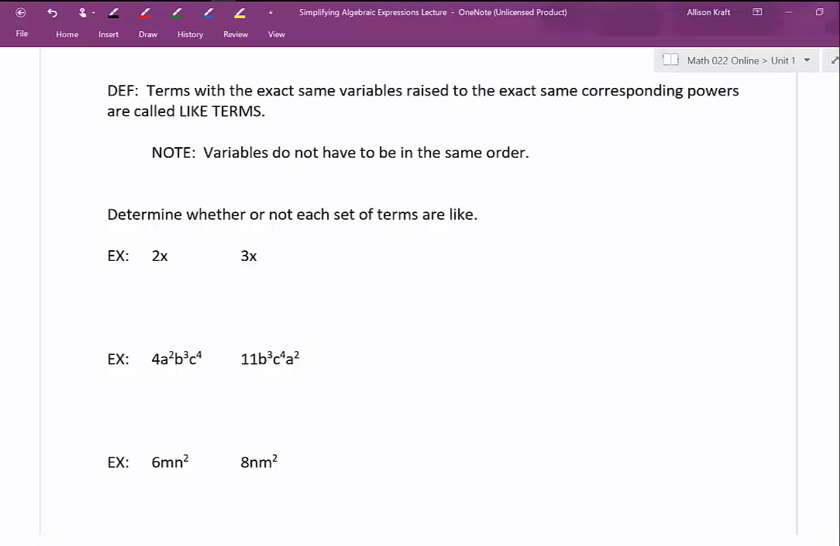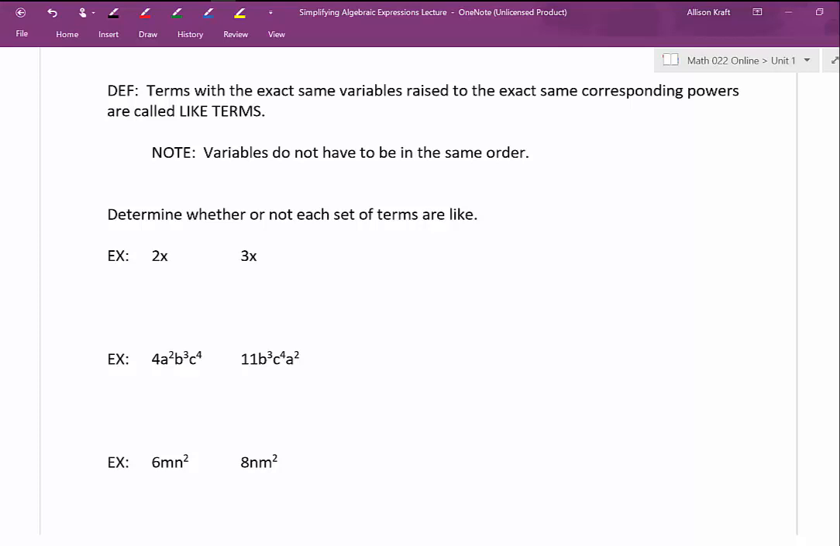Terms with the exact same variables raised to the exact same corresponding powers are called like terms. Please note that the variables do not have to be in the same order. Let's determine whether or not each set of terms are like.